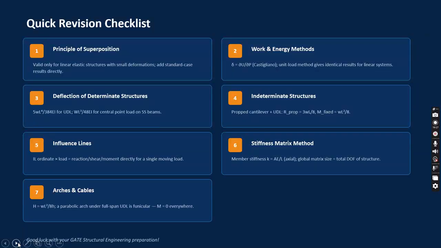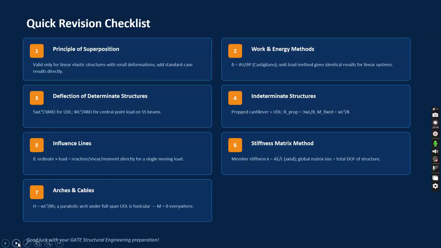Today we have solved up to 7 topics. For a quick revision checklist, you have already gone through the principle of superposition and deflection of determinate structures. Here the formulas are 5WL to the power of 4 divided by 384 EI, and WL cube by 48 EI for central point load, for simply supported beams. And influence line is given by IL ordinate into load, giving reaction or shear or moment directly for a single moving load.